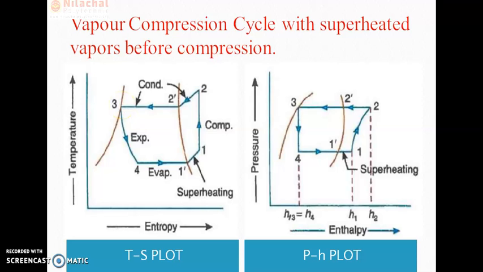After that it will pass through the throttling device, which is a highly irreversible process. In the throttling device, the enthalpy is constant. Now you observe in the pH plot the enthalpy is constant, that is hf3 is equal to H4. Due to the irreversibility, the entropy is increasing, that is S3 to S4. Hence the cycle is completed.